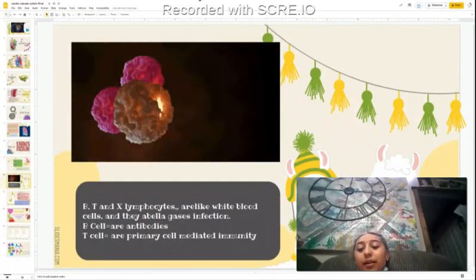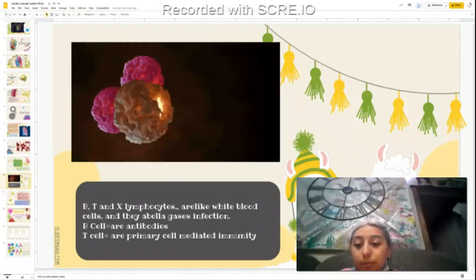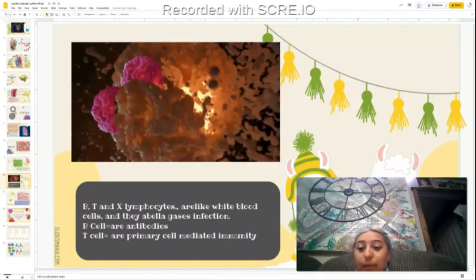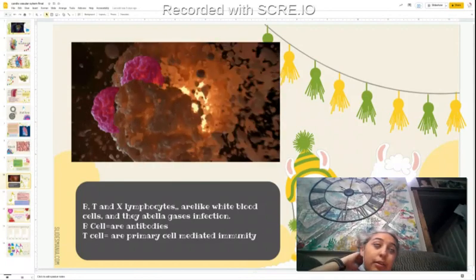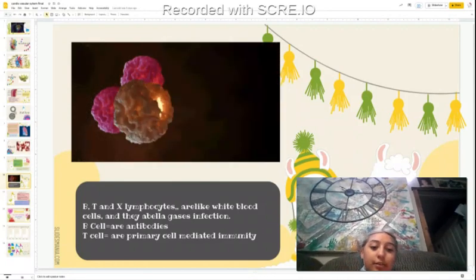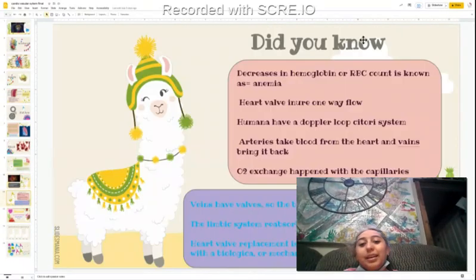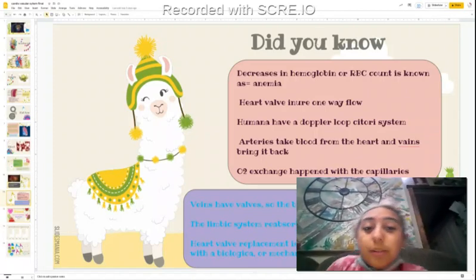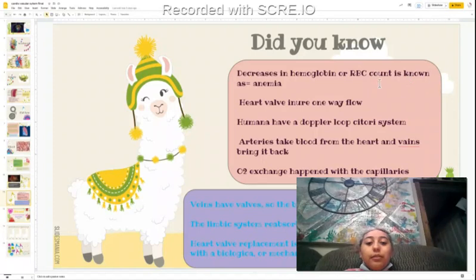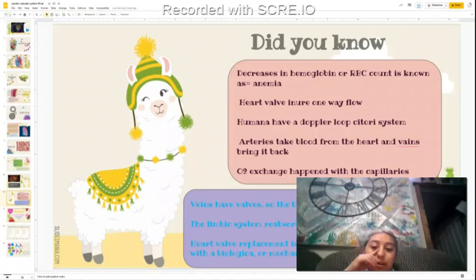So B cells make antibodies, and they are in the blood and circulate through the plasma. And T cells are primarily cell-mediated immunity, so they are cells that are in the tissue and defend against viruses. Next, did you know that decreases in hemoglobin or red blood cell counts is known as anemia? And heart valves ensure one-way flow of the blood.